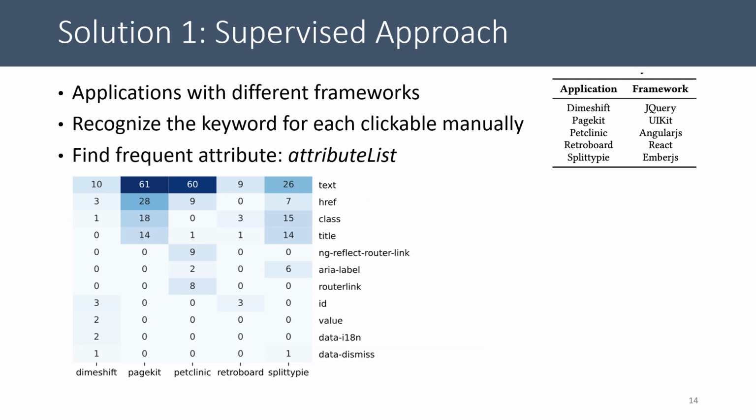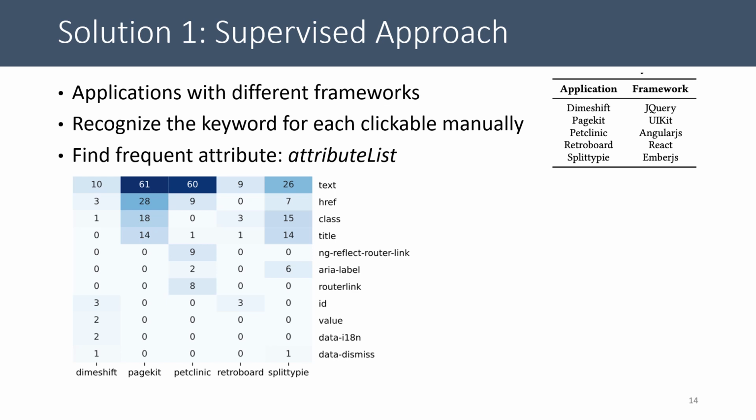For the supervised approach, first, we choose some applications with different frameworks as training data, as shown in the table on the right. The frameworks include jQuery, UIKit, AngularJS, React, and Ember.js. Because we do not have the right label, which is the correct keyword for our dataset, we manually label the keyword for each clickable. After doing that, we count how many times each attribute's value contains the keywords, and the result is shown in this heat map.